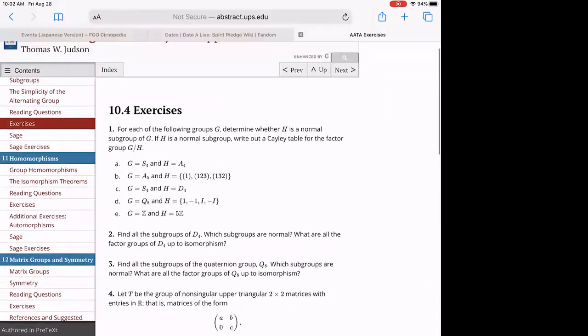I'm having a hard time. So there's two parts. The first part is determining if it's normal. Finding the cosets. From what I understand, it's normal if the left and right cosets are equal. Is there an easier way to do this without finding the left and right cosets?